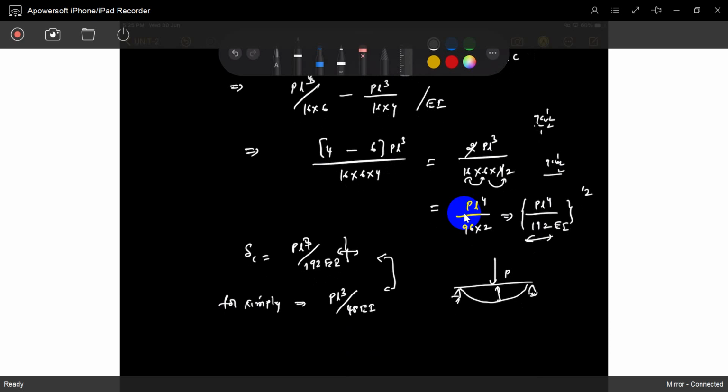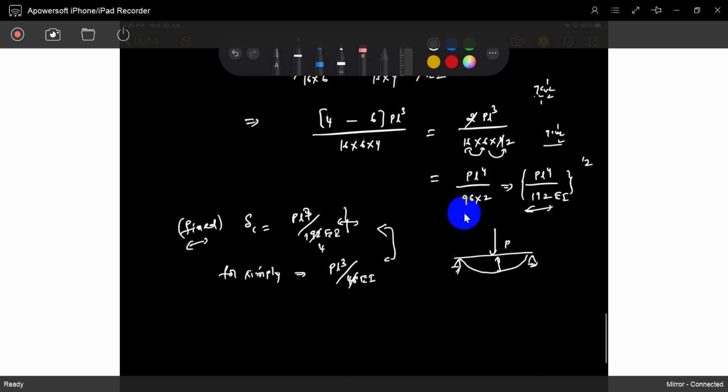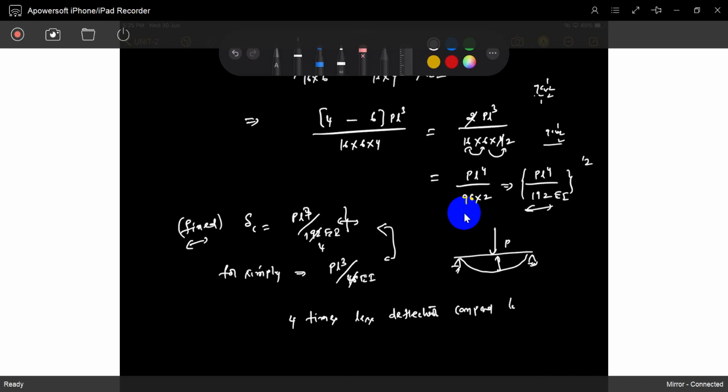That's it. If you see, how many times does it reduce? If you provide fixed ends, how much less is it? 48 into 4, it's 4 times. So 4 times less deflection compared to simply supported, with fixed support. That is the statement I want to give clarity on. Understood? That's it.